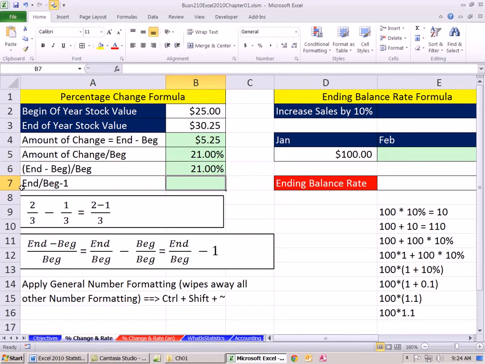All right, but really, there's a third and better way. And it's better in that it is the shortest calculation to make, or straightforward: end divided by begin minus 1. Now, why in the world does that give us percentage change? Well, first, before we see that, let's remind ourselves about adding and subtracting fractions. We'll have 2/3 minus 1/3.